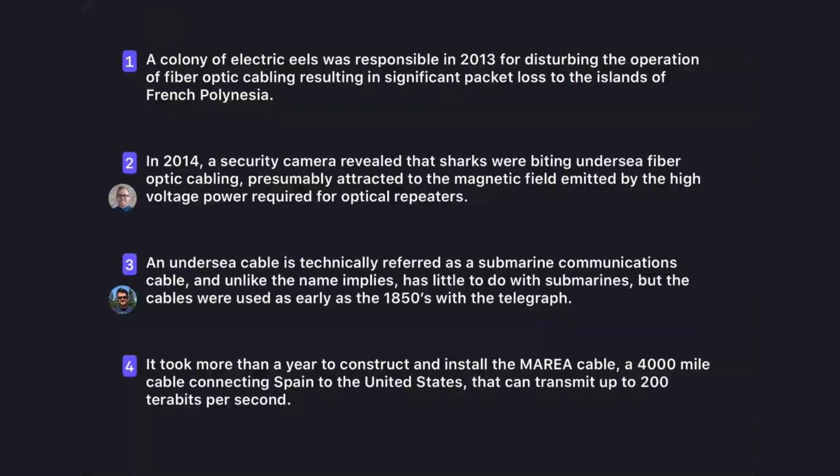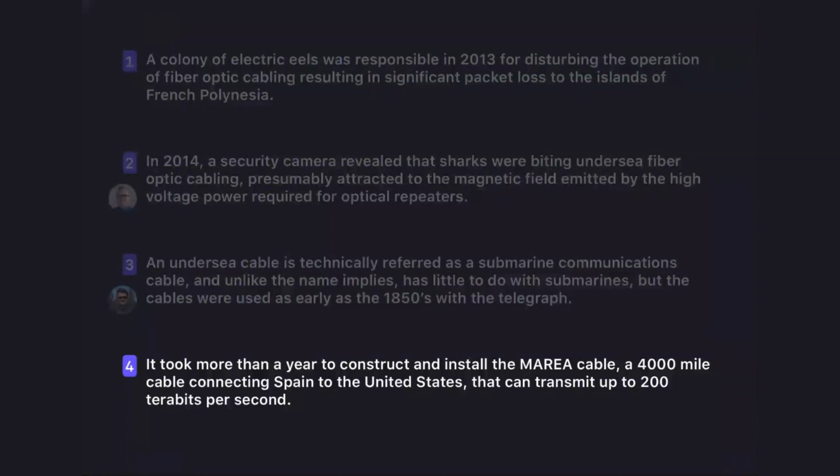Okay. So let's take these in reverse order. So number 4, it took more than a year to construct and install the MAREA cable, a 4,000-mile cable connecting Spain and the United States. You both believe this one to be a code completion, and it is a code completion. They were especially proud of this. This was a joint production between, I think, Microsoft and a Spanish telecom operator. And they completed it in a third of the amount of time.